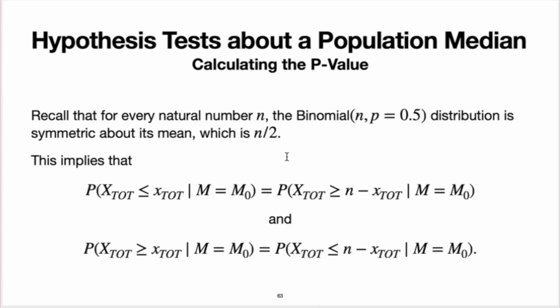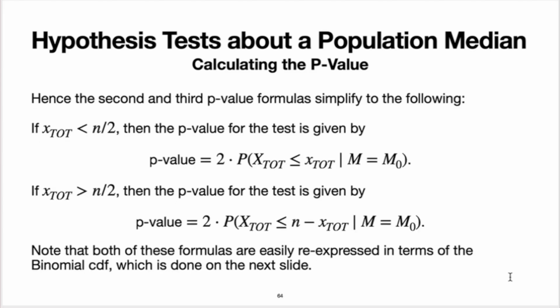And so the implication of that is that the probability that the random variable X_tot is less than or equal to little x_tot, under the conditions of the null hypothesis, which would imply that p is equal to 0.5, is equal to the probability that X_tot is greater than or equal to n minus the observed value of x_tot. In addition to that, the probability that X_tot is greater than or equal to little x_tot is equal to the probability that X_tot is less than or equal to n minus little x_tot. All right, and so that allows us to simplify the last 2 formulas on the previous slide.